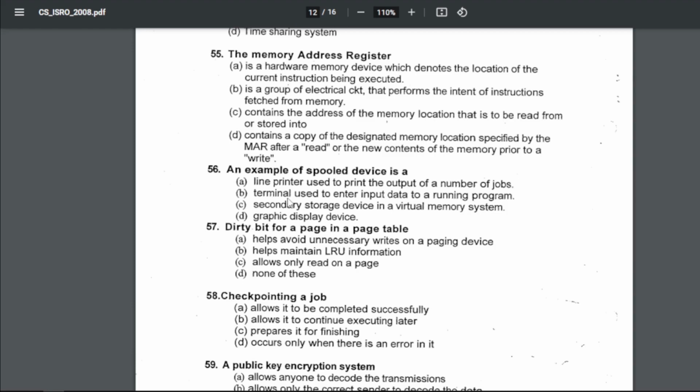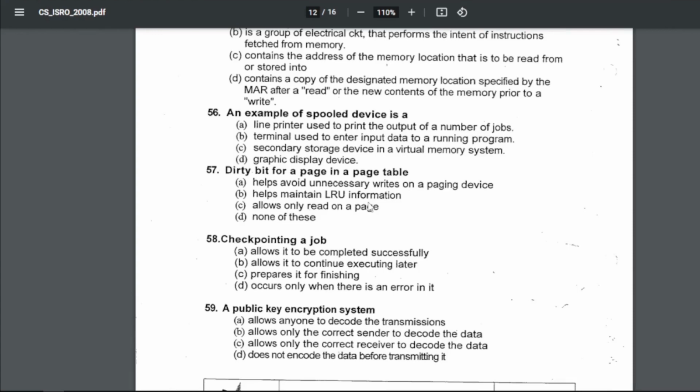Next is 56, that is an example of spooled device is what? So basically an example of spool device is A, that is line printer used to print the output of a number of jobs. Again, an example of spool device is a line printer used to print the output of a number of jobs, right?